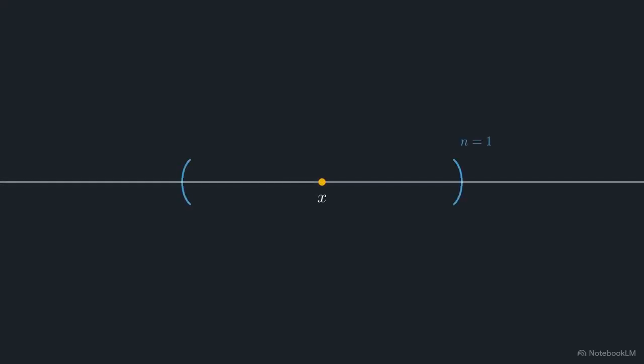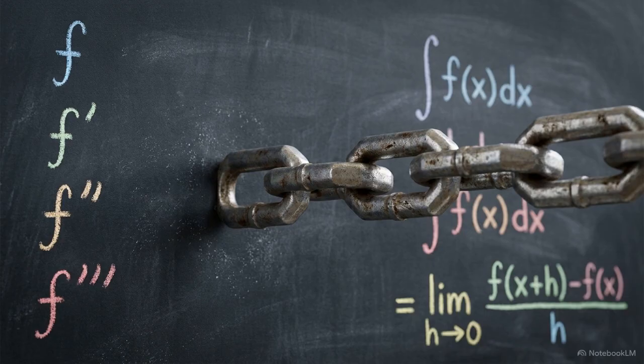When this nested neighborhood requirement holds true for all positive integers n, continuing infinitely without breaking down, we call that function smooth. True higher-order differentiability is a strict structural property of an interval. It is an unbroken chain of local existence, not a localized algebraic coincidence.